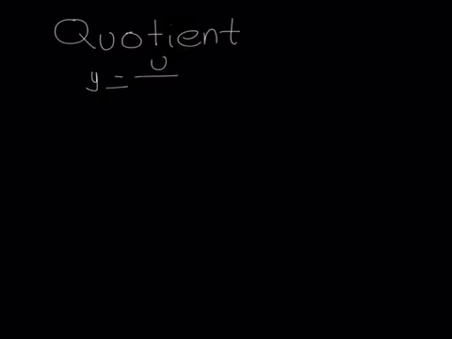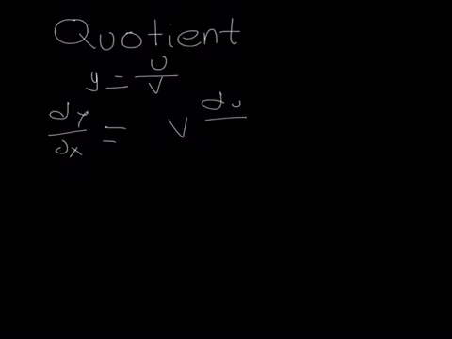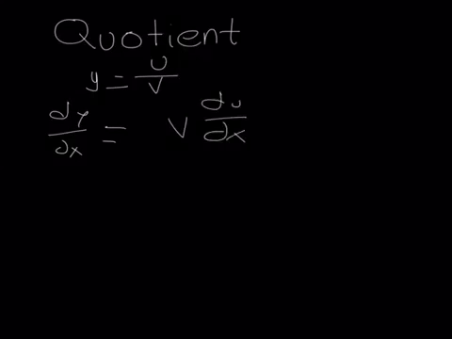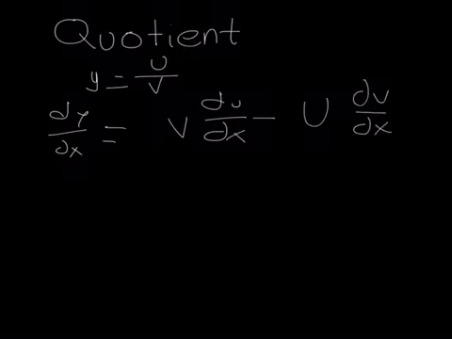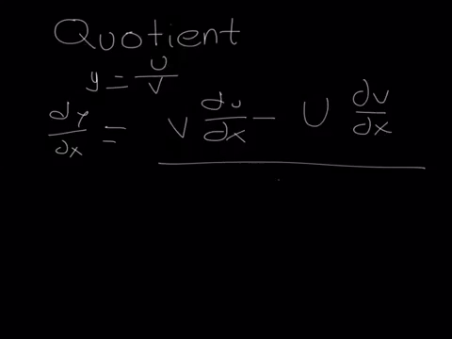The next rule that we will use will be the quotient rule. The quotient rule is for dividing terms. So for example, when u is divided by v, the rule says that dy dx is equal to v times the derivative of u, du over dx, minus u times the derivative of v, and divide that by v squared.